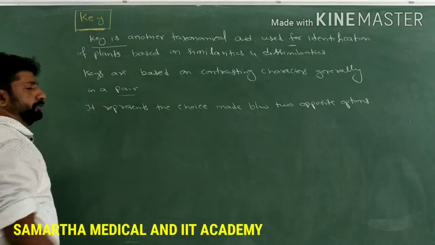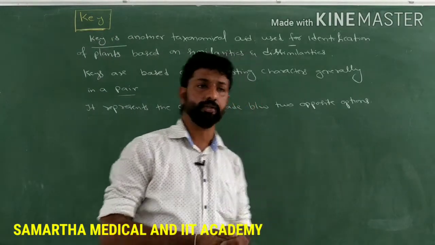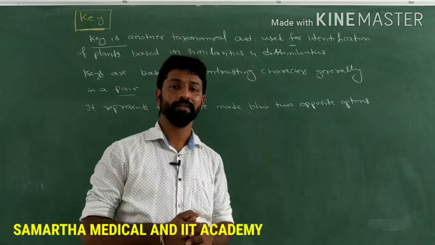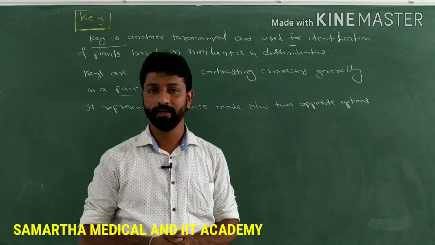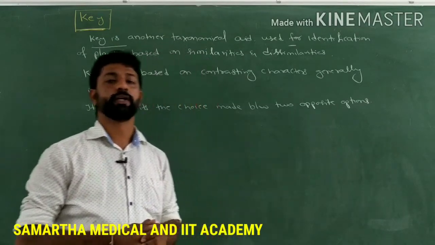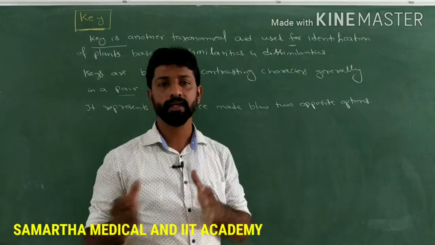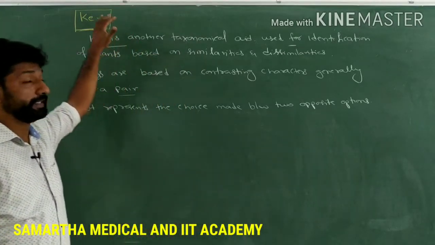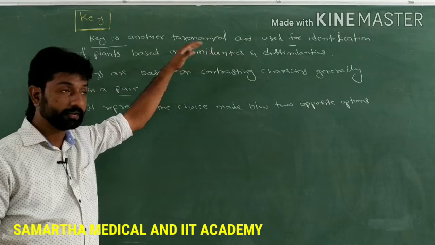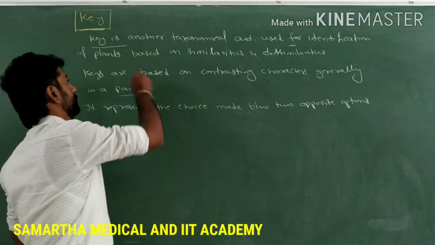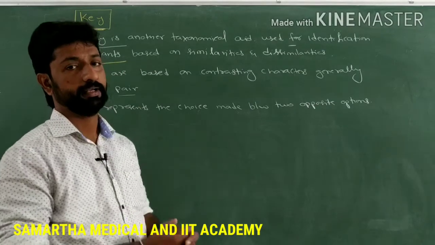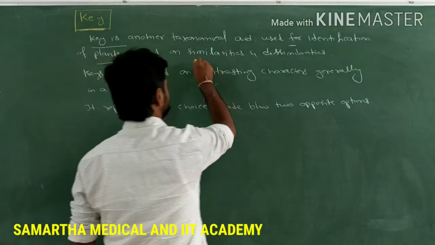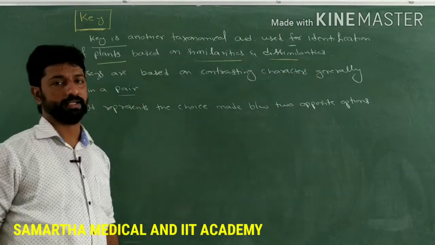The next taxonomical aid is key. What do you mean by key? It is not the key which is used to open locks, right? It serves as a taxonomical aid that is used for the identification of plants and animals based on similarities and dissimilarities between them. So, key is a taxonomical aid used for identification of plants, particularly only for plants. It is developed only for the identification of plants based on similarities and dissimilarities.